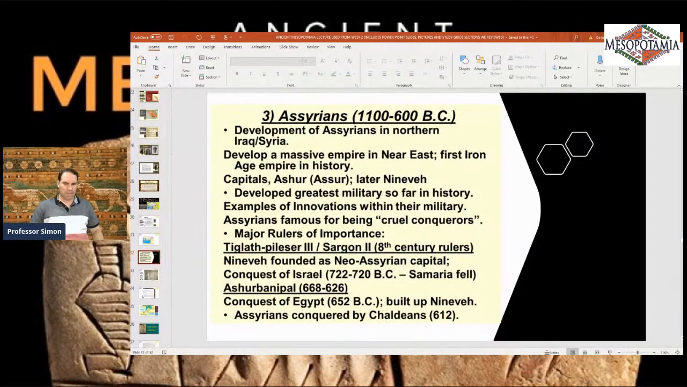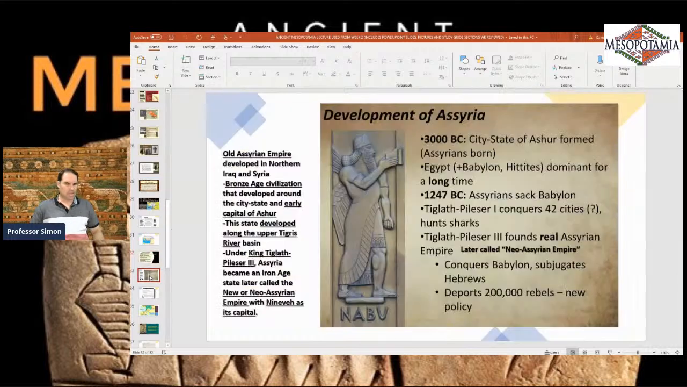So that's the next thing we need to get into and talk about, of course, the Assyrians that come in. And who were the Assyrians? The Assyrians were a Semitic people of northern Iraq and Syria. They were mostly made up of Akkadian peoples and other groups that were still in Iraq.